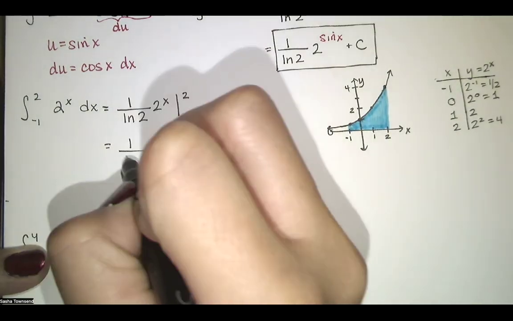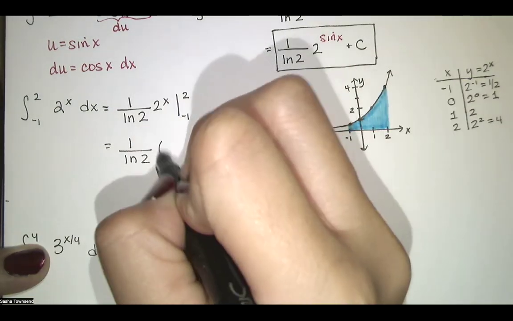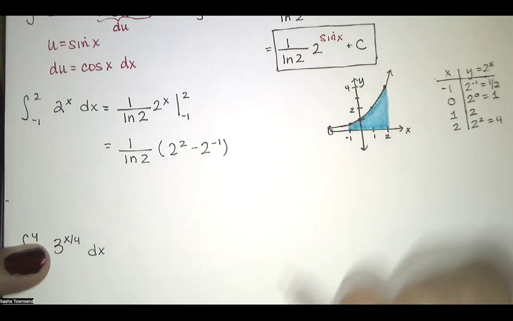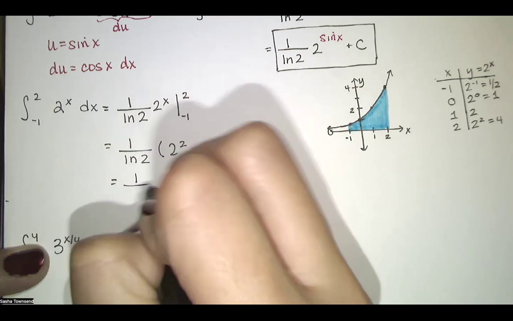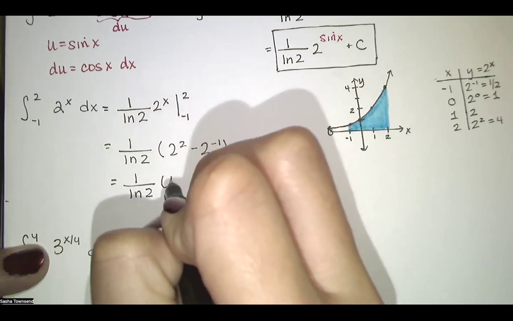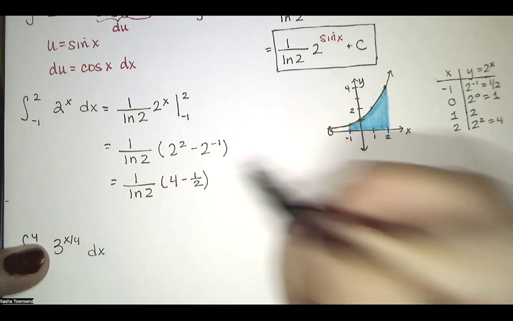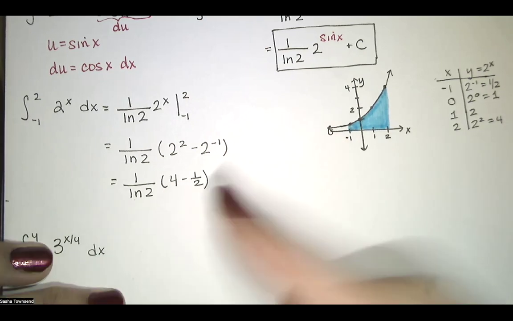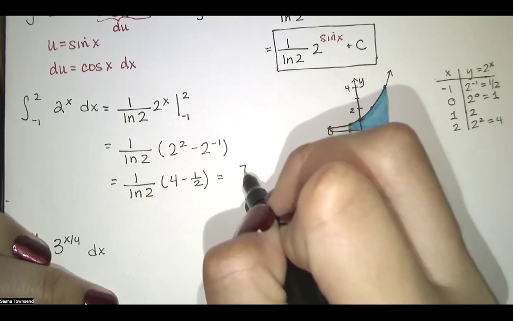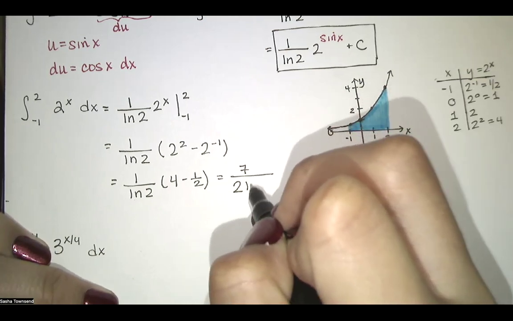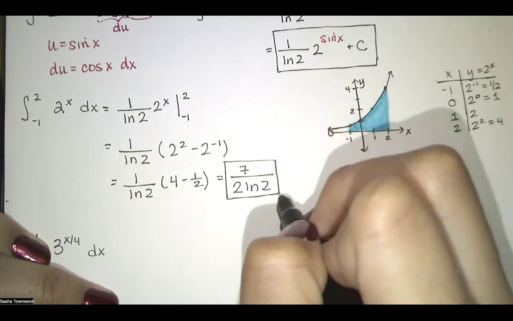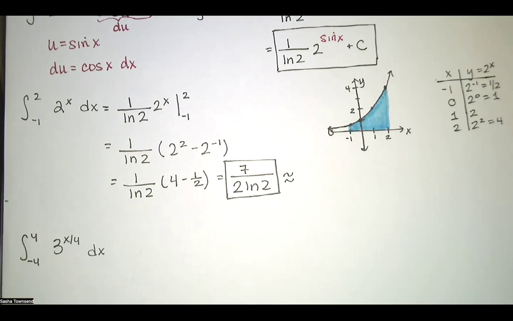So 1 divided by natural log of 2 is just a constant, so I'll have that out front, times 2 squared minus 2 to the -1. So it's 1 divided by natural log of 2 times 4 minus 1/2. So that's 8 halves minus 1/2, which is 7 halves. We'll have 7 divided by 2 natural log of 2. That's our exact answer. And we can find the decimal approximation online. We'll do that in a minute.